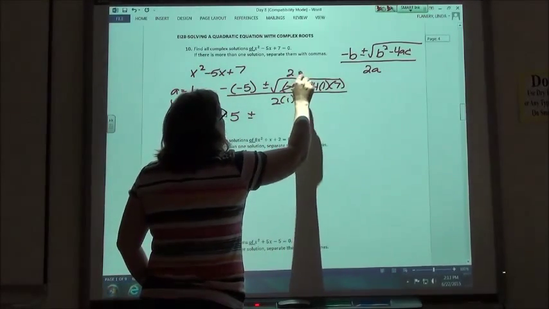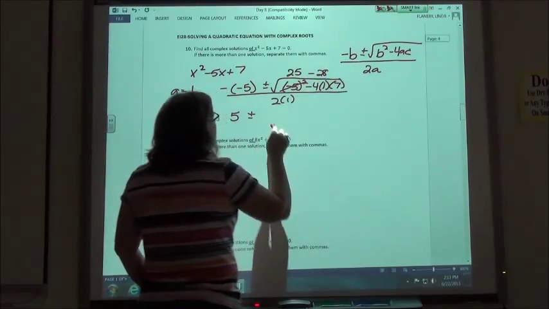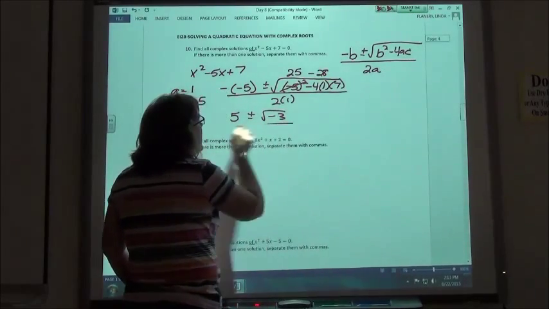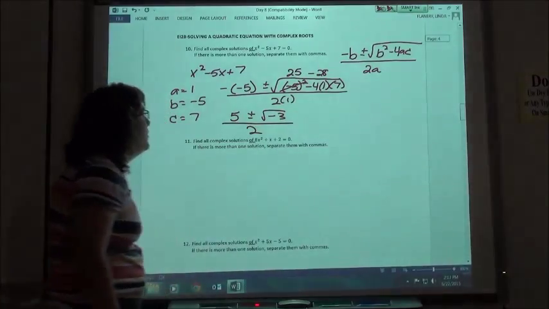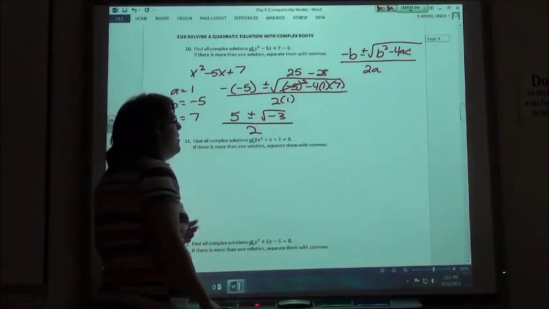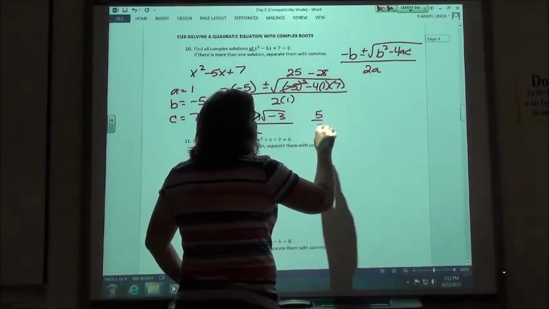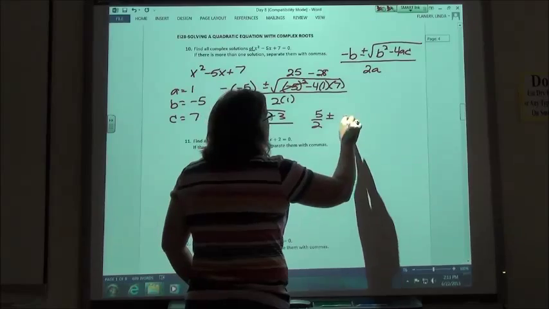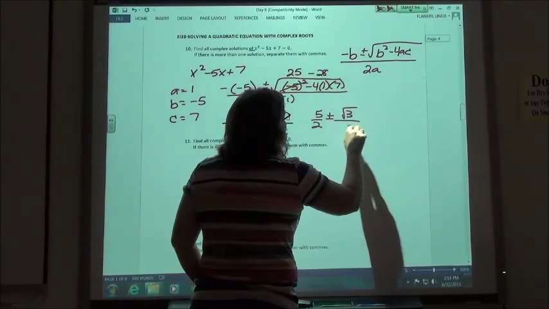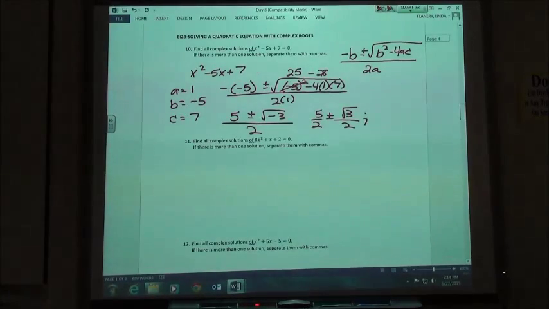This is going to give me 25. This is going to give me minus 28. So I have the square root of negative 3 over 2. So this has a negative in it. I have to take the i out of there. So I'm going to have 5 halves plus or minus the square root of 3 over 2, and the i is going to go behind there.